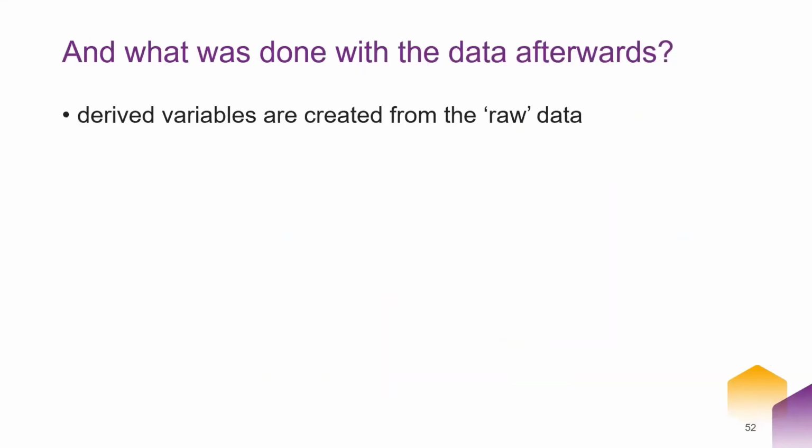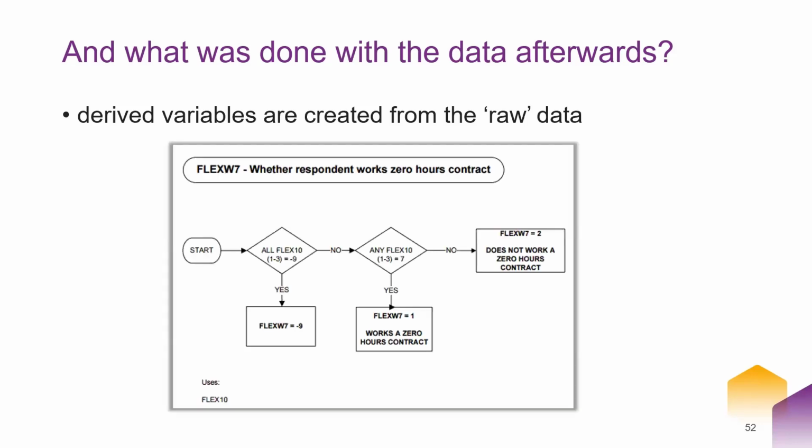You will also find information about how the data has been processed after it was collected. So derived variables are created from the raw data, and here's an example of this. So that flex10 variable that we were talking about on the previous slide has been used here to derive a variable called flexw7. And this flowchart shows how those who responded 7 on the original variable, so those who said they had a 0-hour contract, have been coded as 1 on the new flexw7 variable. So therefore, this new variable indicates whether someone has a 0 hours contract or not.